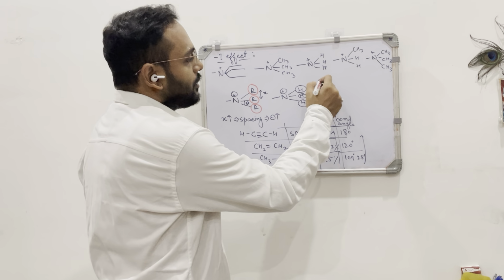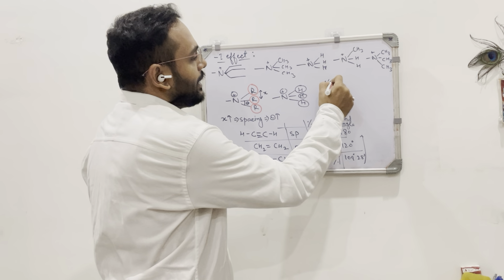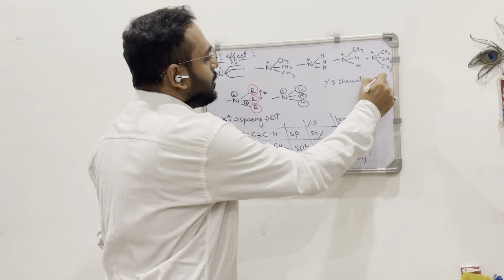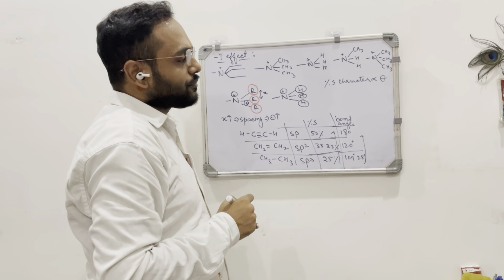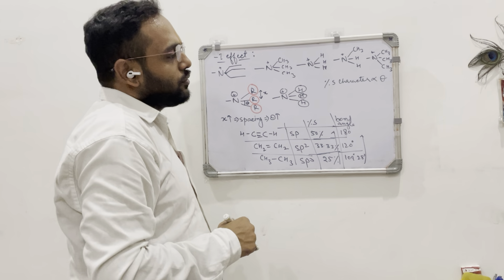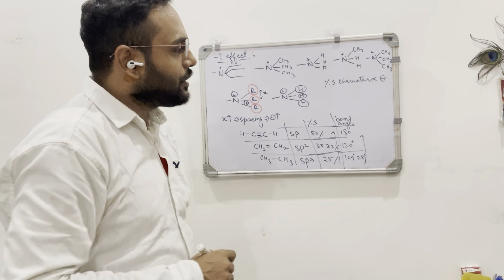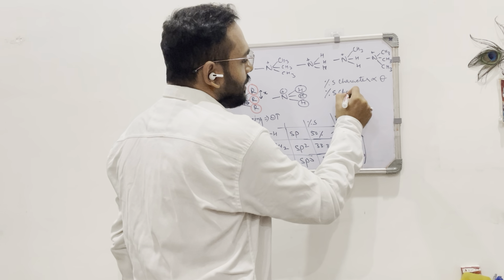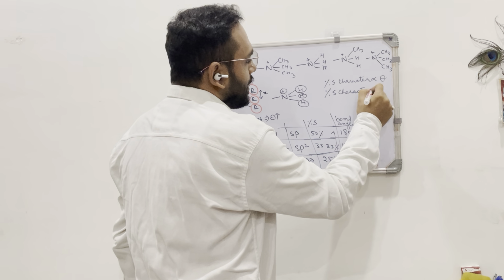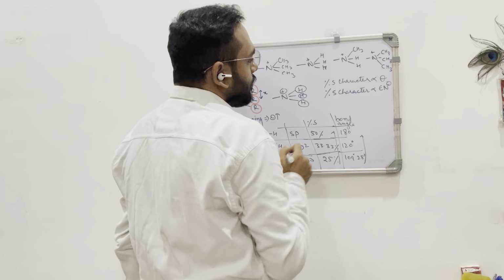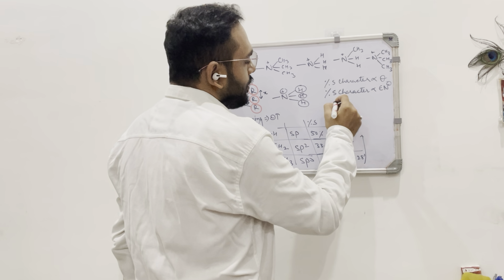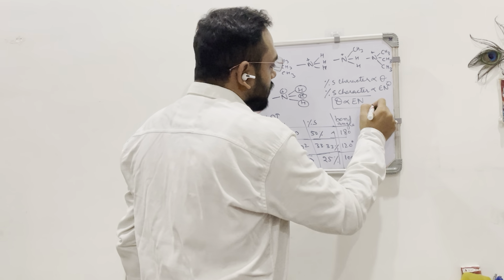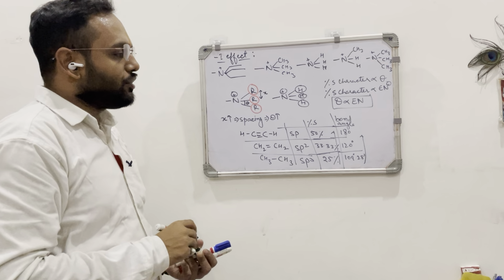So I can say from here that percent S character is directly proportional to bond angle theta. I also know from the concepts of chemical bonding that percent S character is directly proportional to electronegativity. So combining these two, I can say that theta is directly proportional to electronegativity. This is the concept that we require and will be using over here.